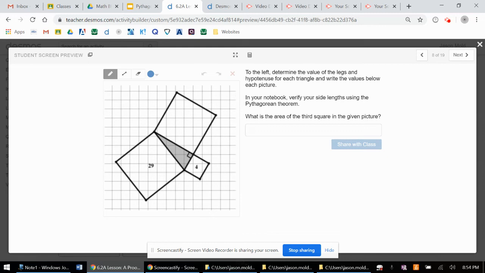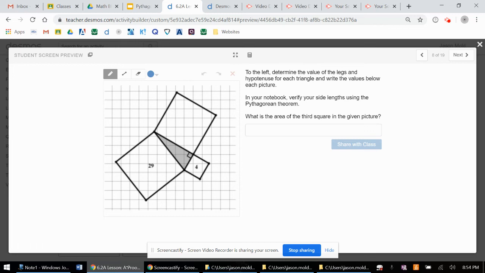And the next one says, same idea to the left, determine the value of the legs and the hypotenuse. Verify it using Pythagorean theorem and enter in the area of the third square. Well, this one's kind of a trick question. It looks like we need to add these up, but we're actually missing the smaller one. And we don't even need to really chop this up. I'm not even sure that this is lined up correct.